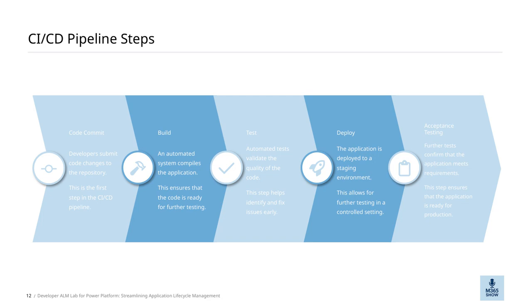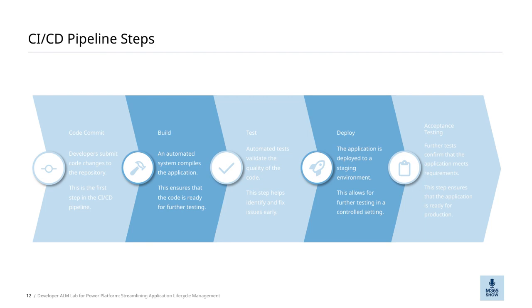After the initial development and testing phases, further tests are conducted to confirm that the application truly meets all the specified requirements. This is a critical step because it ensures that the application is ready for deployment into a production environment, minimizing the risk of issues later on. Next, we move into acceptance testing. Here, the application is deployed to a staging environment, which acts as a close replica of the real-world setting.